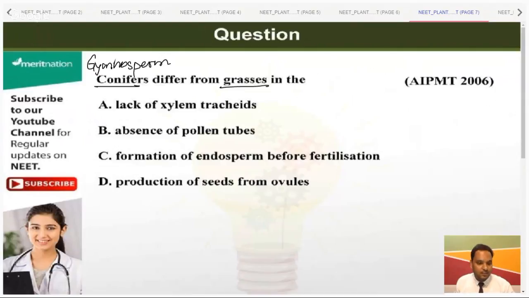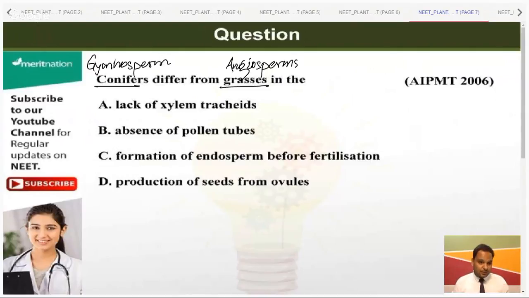Grasses belong to monocots. That means they are angiosperms, right? Absolutely. They belong to angiosperms. Perfect. Now, what are the characteristics between gymnosperm and angiosperm? How are they different from each other?